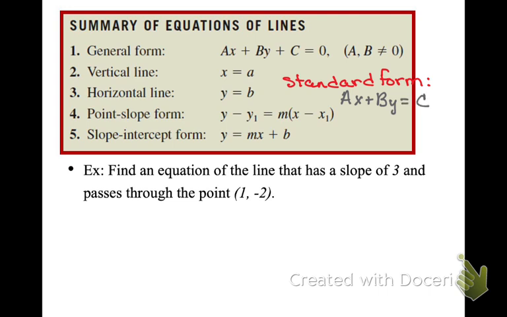Now, I will tell you on general and standard, they're pretty much the same thing, except in general, c is on the same side as A and B, yes? And on standard, they are not. Some special things about this. A cannot be negative. And you may not have any fractions. No fractions, no negative A. B and C can be negative, but not A.